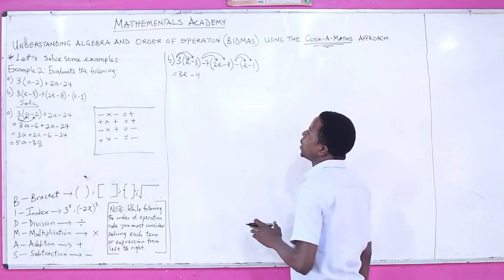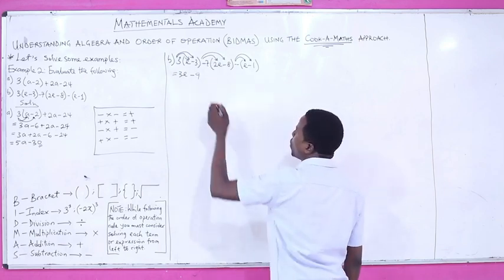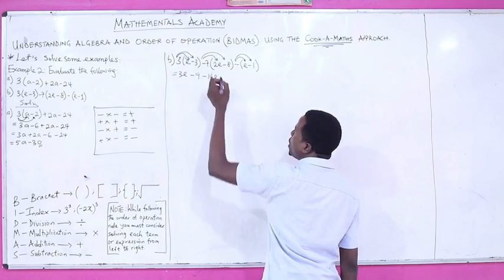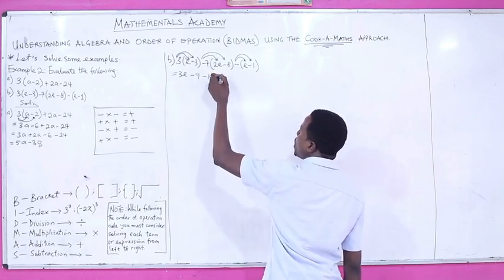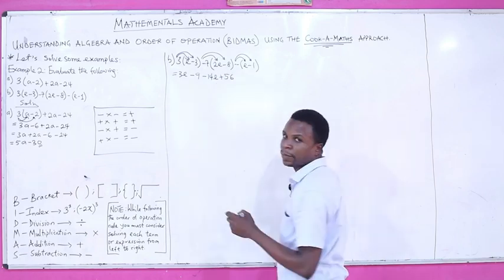We expanded the bracket. Now next we are doing this. Minus times invisible plus. That is minus 7 times 2e. That will give us 14e. Minus times minus will give us plus. 7 times 8 will give us 56.